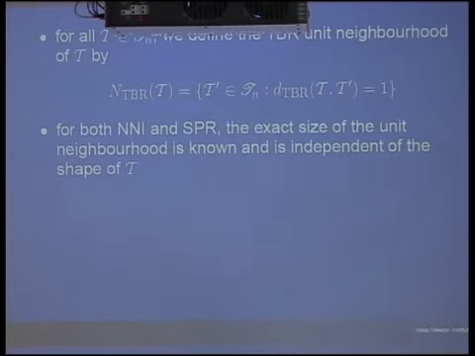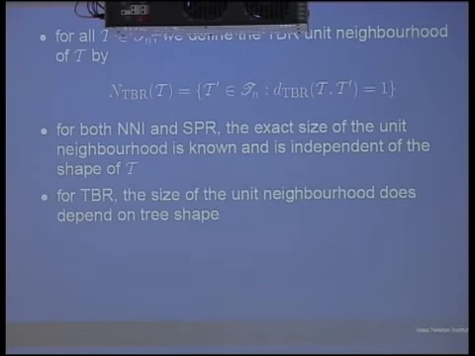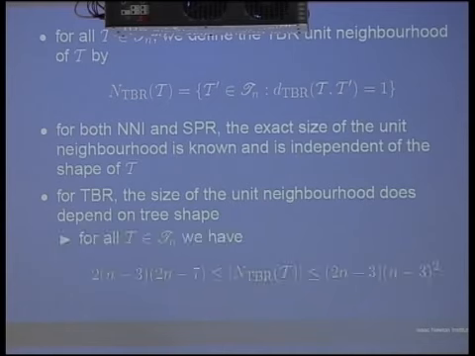And it doesn't matter what the shape of the tree is, which, for NNI, is not surprising. For SPR, it might be a wee bit more surprising. The sizes of these have been known, I think it was in Allen and Steele, the SPR size was given. But for TBR, the size of this neighbourhood does depend on the shape of your tree. It's not purely dependent on the number of leaves. It's a wee bit more complicated than that.